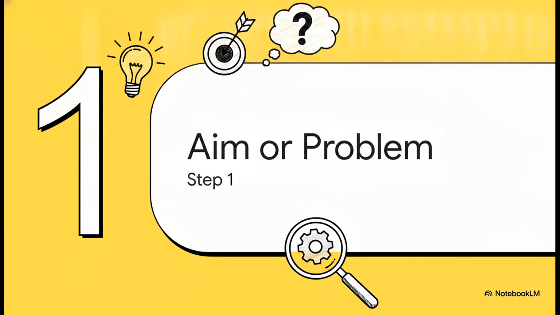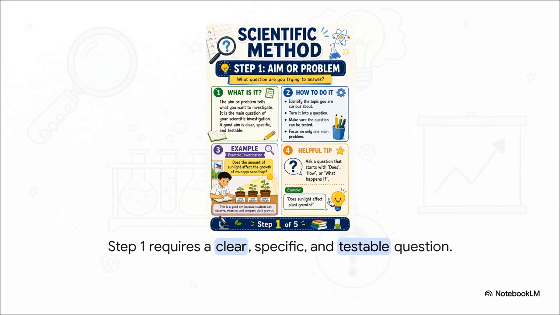Kicking things off with step 1, aim or problem. So, what is an aim? It's literally the main question of your entire journey. It tells you exactly what you're investigating. Our aim here is to discover if the amount of sunlight affects mungo seedling growth. And the absolutely crucial word to remember here is testable. Plant growth is something we can actually observe and measure with a ruler. If your question isn't testable, you really can't apply this method.